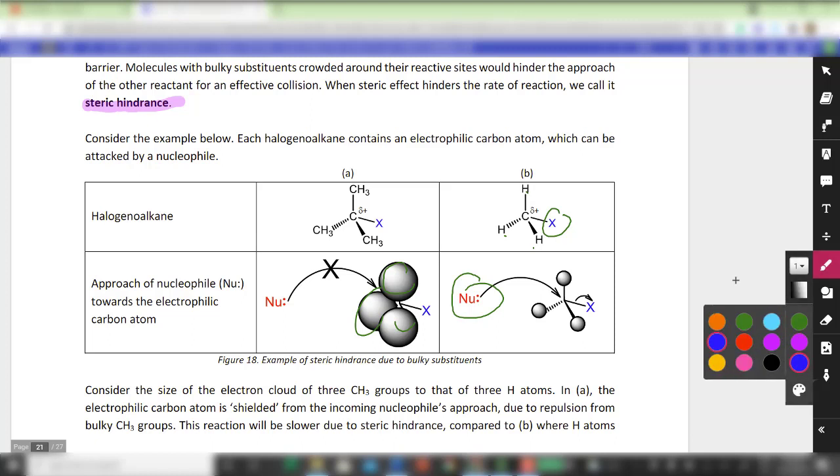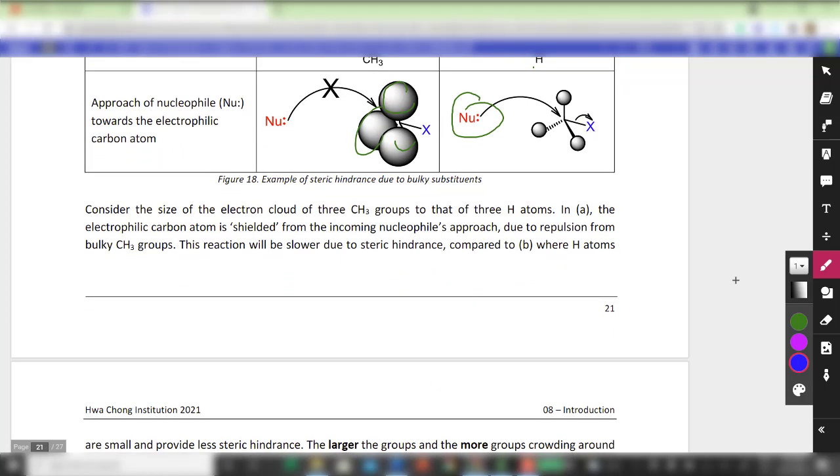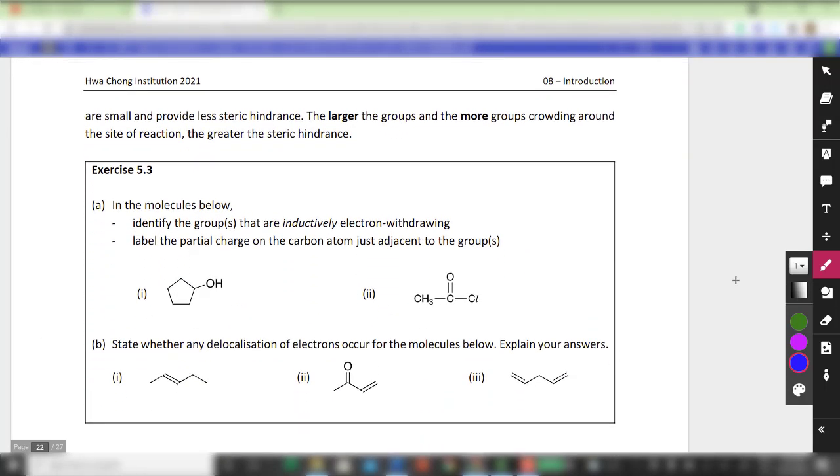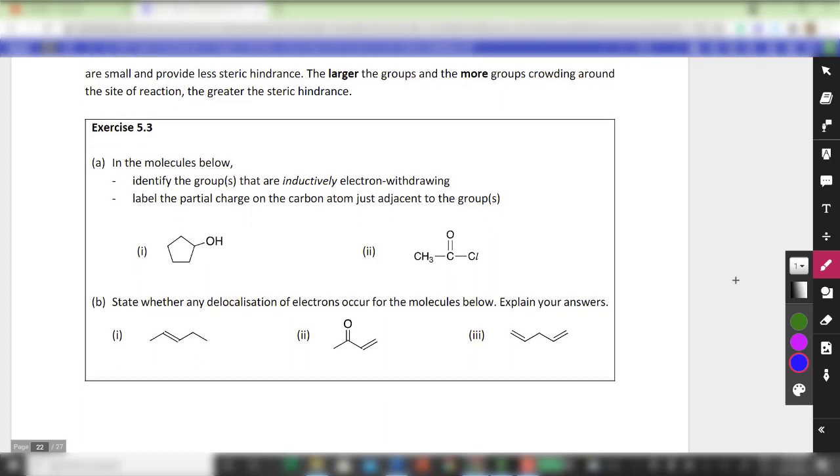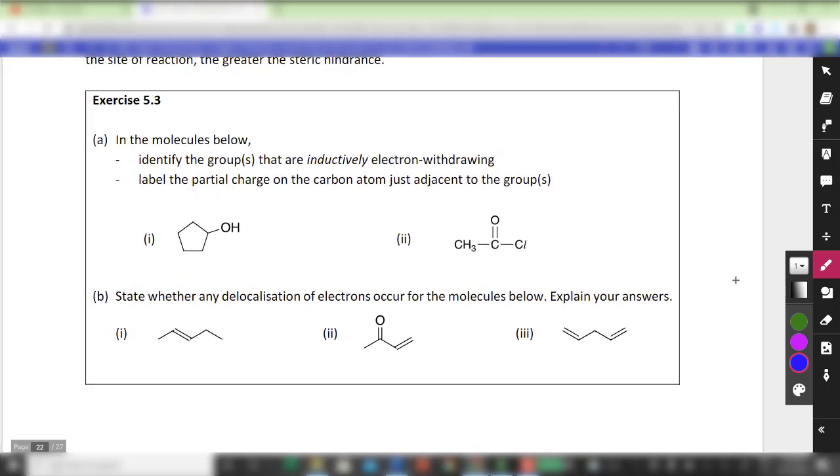Electronic in origin means that the reason why steric effect exists is because of repulsion between electron clouds and not attractions. So the bigger the group, the more prominent the effect, and it's something which you might need to highlight as well, in case you're answering any related questions.